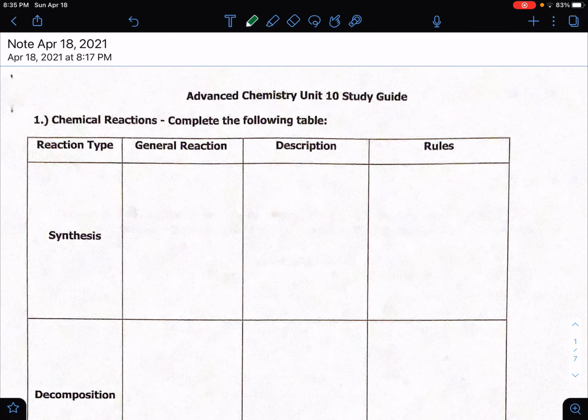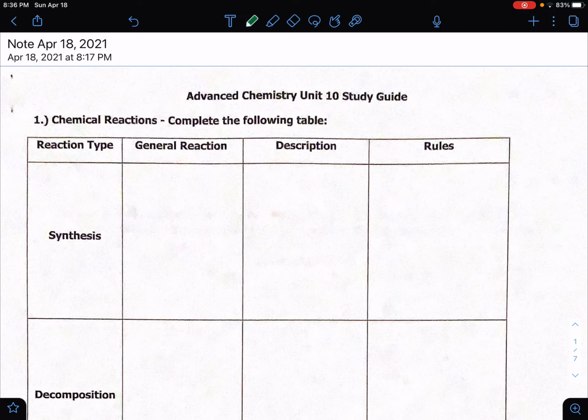So we're going to talk about our 5 types of reactions. I'm not going to go into super detail on this. I know the keys are going to be a little bit more in detail, but I'm just going to touch base on the general rules and what each one is. Okay, so your first one is synthesis.